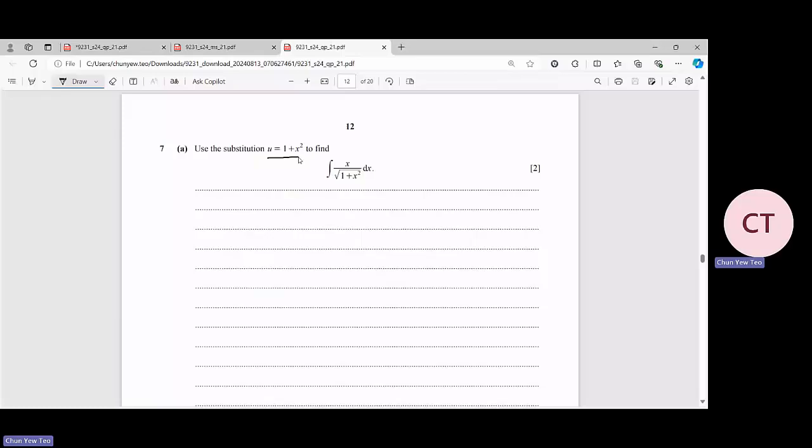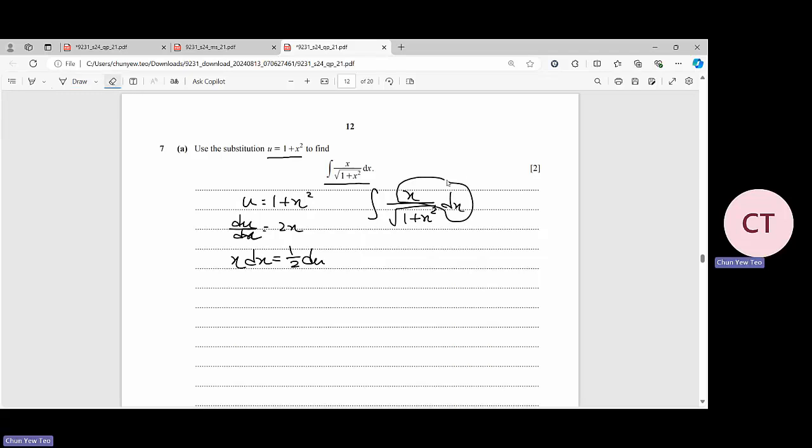Now we take a look at question number 7. Use the substitution u equals 1 plus x squared to integrate this. So we just need to start from the substitution as given, 1 plus x squared. So your du/dx will be 2x. So your x dx will be half du. From the integral over here, you can see that you have an x dx here. Your x dx is going to be replaced by half du, so it becomes half du divided by the square root of u.